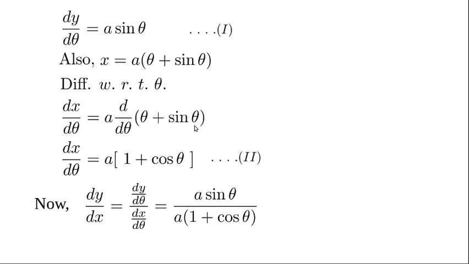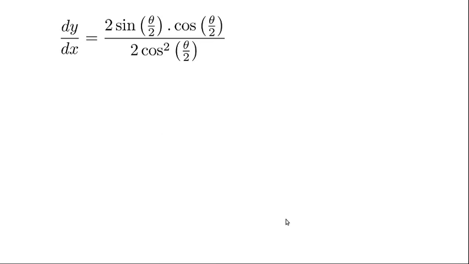Now apply the formula dy/dx equals (dy/dθ) upon (dx/dθ), and substitute dy/dθ and dx/dθ here. A cancels, and sin θ is written as 2 sin(θ/2) cos(θ/2), and 1 plus cos θ is written as 2 cos²(θ/2). So here 2 cancels and 1 cos(θ/2) cancels, we get dy/dx equal to tan(θ/2).